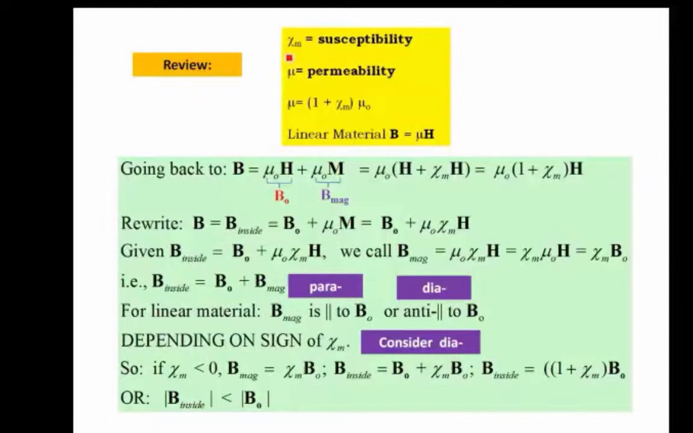What I want to remind you of are these various definitions and how they go together. Chi sub m is the susceptibility, and it's the magnetic susceptibility in our case, thus the m. Mu is the permeability. Mu is equal to 1 plus chi sub m times mu sub 0, and we call this quantity here mu sub r, the relative permeability. For linear material, we have B equal to mu sub h, and so we'll be using this.